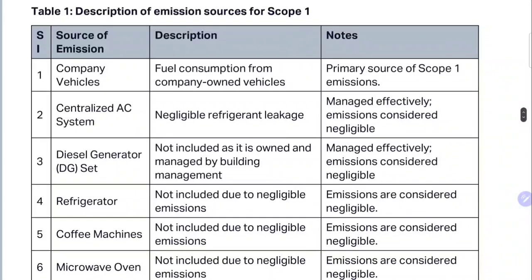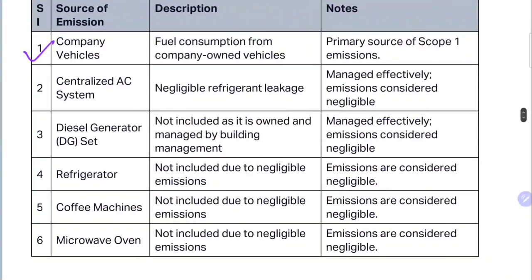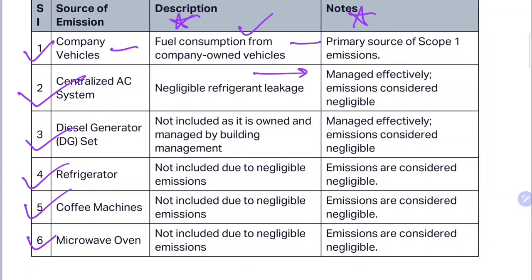If you see the description of the emission sources for scope 1, it is covered very clearly: company vehicles, centralized AC system, diesel generator, refrigerator, coffee machines, microwave ovens. The description is also available in the notes. What is the primary source of scope 1 emissions? Company vehicles and centralized AC system, while the other sources are managed effectively and emissions are considered negligible. Notes and descriptions are there for each emission source.